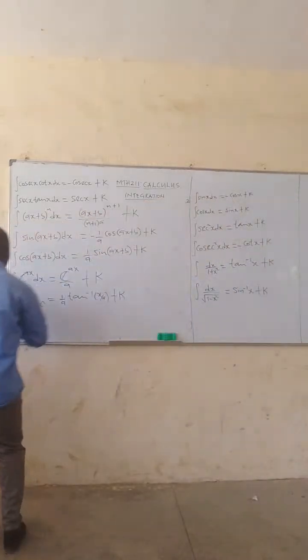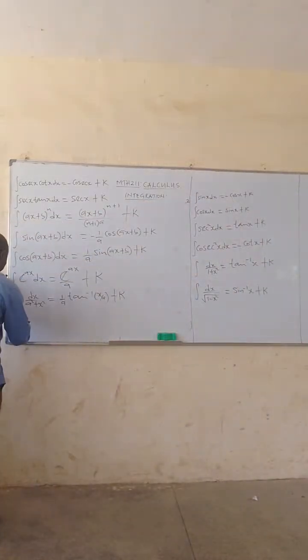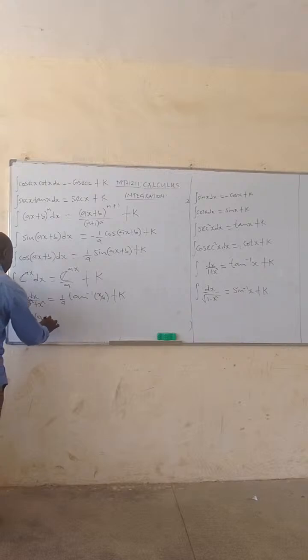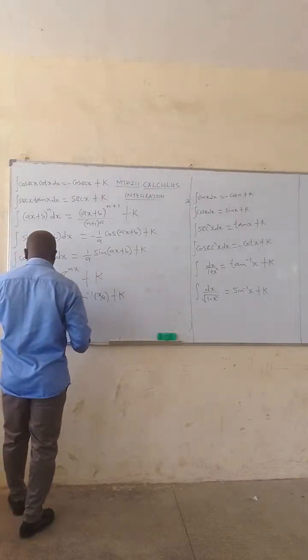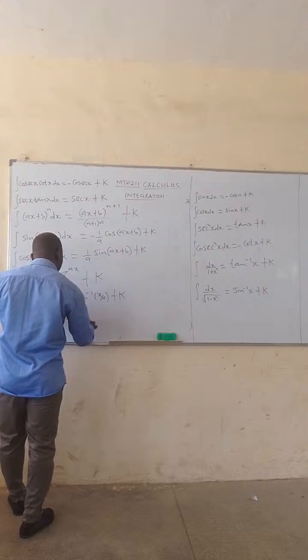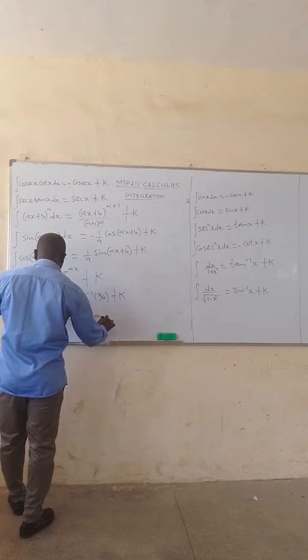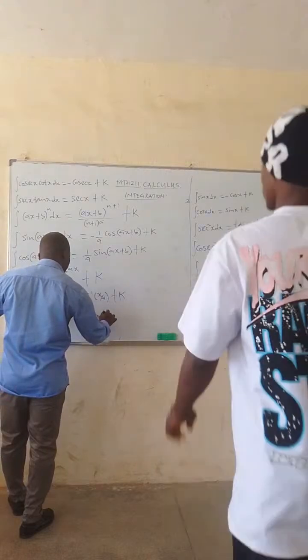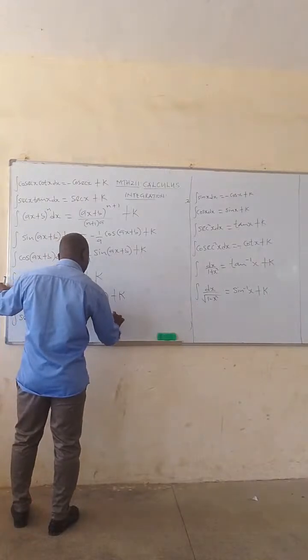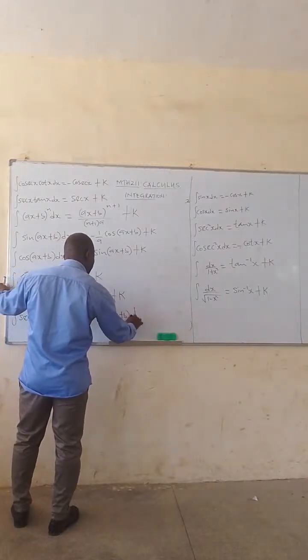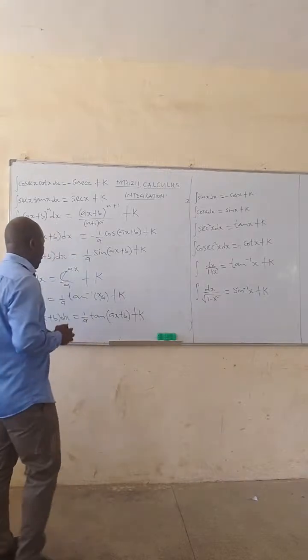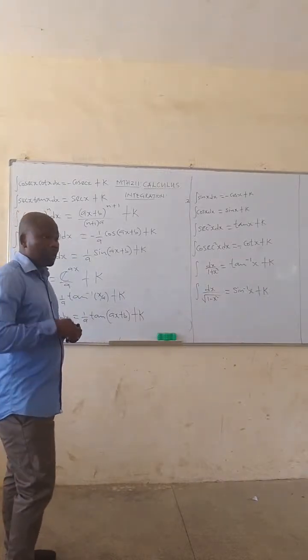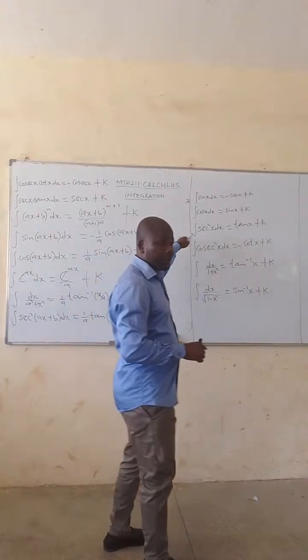Okay. If we have integral of 1 over ax plus b dx, this is equal to 1 over a times the log of ax plus b plus k. Are you done with this part? Yes, sir.